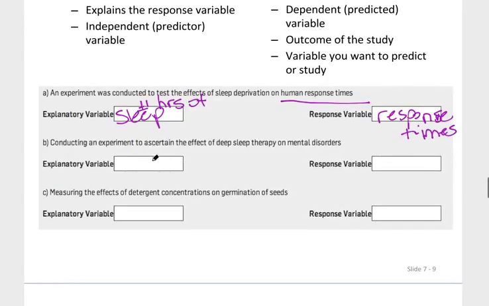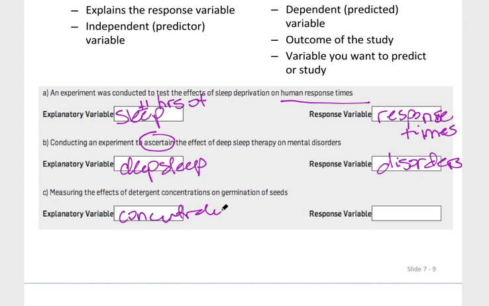Okay, so this one, the experiment to ascertain, which means like to figure out, the effect of deep sleep therapy on mental disorders. So my explanatory variable is deep sleep therapy. And my response is the disorders. Okay, the effects of detergent concentrations on germination of seeds. So I'm going to have different detergent concentrations here that is going to affect the germination of the seeds. Okay.